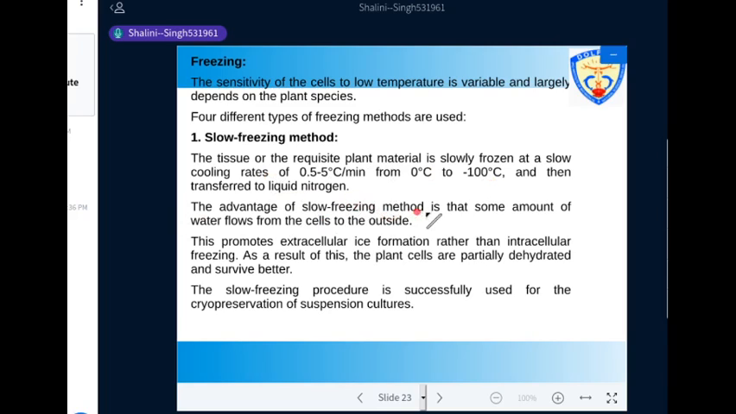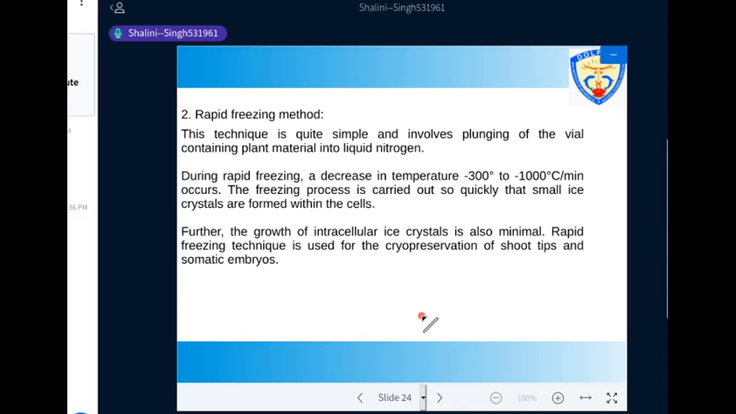The advantage of slow freezing method is that some amount of water flows from the cells to the outside. So this will promote extracellular ice formation rather than intracellular freezing. As a result of this, the plant cells are partially dehydrated and survive better. A slow freezing procedure is successfully used for the cryopreservation of suspension cultures.